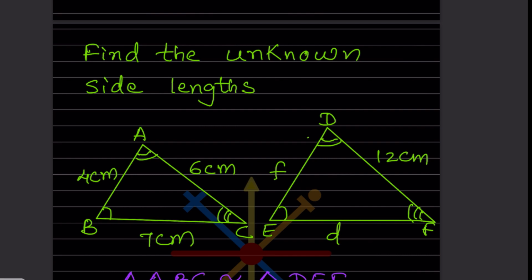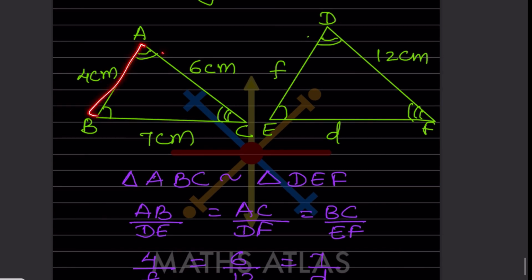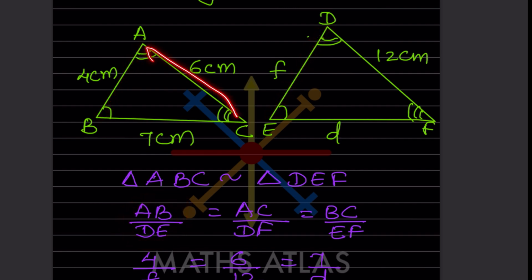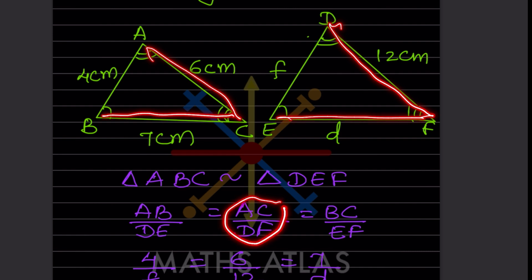So which is the unknown over here? That is D and F. We have to find out here. So now we know that we are looking for the similarity property, right? So now this triangle, that is triangle ABC, is similar to triangle DEF. So if this is similar, what we have to see is that AB divided by DE is equal to AC divided by DF. AC divided by DF is what? BC divided by EF. So hope you understood this step.